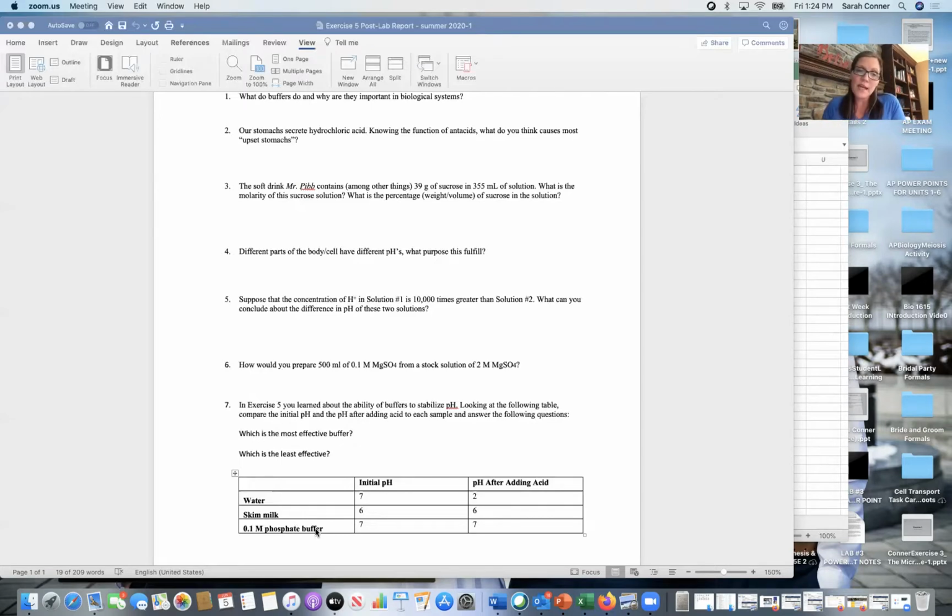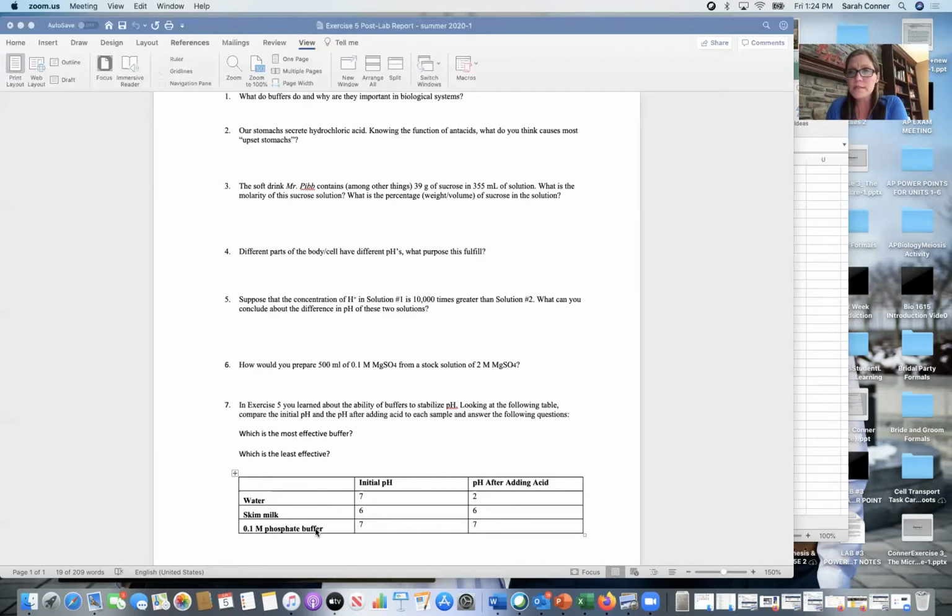So we're looking at the other two, water and skim milk. The skim milk stays the same no matter what we do, right? After adding acid, the skim milk still is at a 6. So it is the best buffer out of the two, water and skim milk. So the most effective buffer besides the phosphate buffer itself would be your skim milk. It's important to remember that.